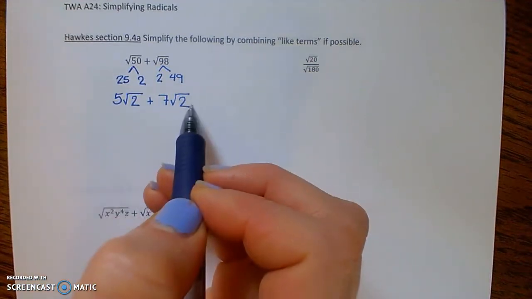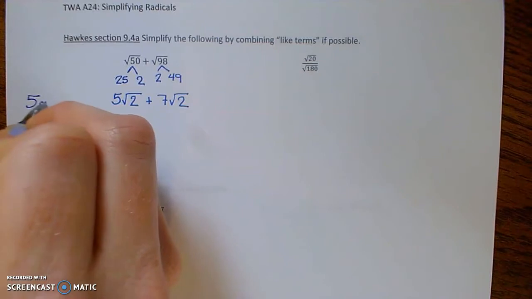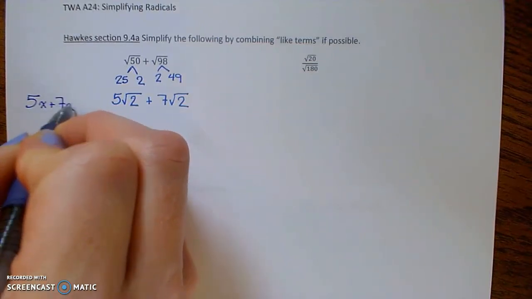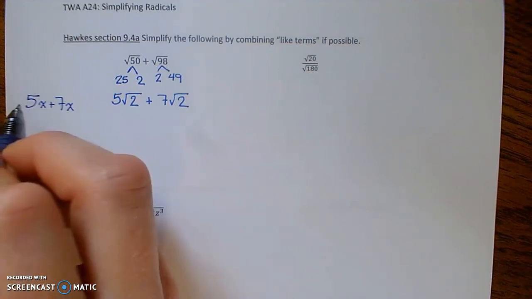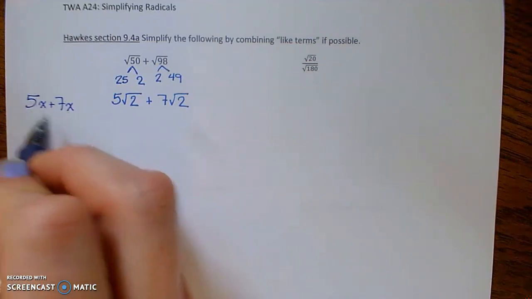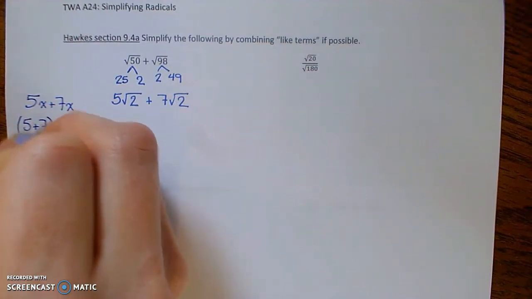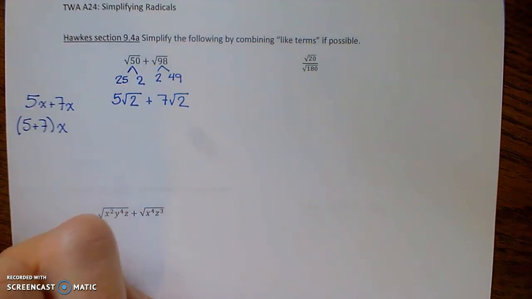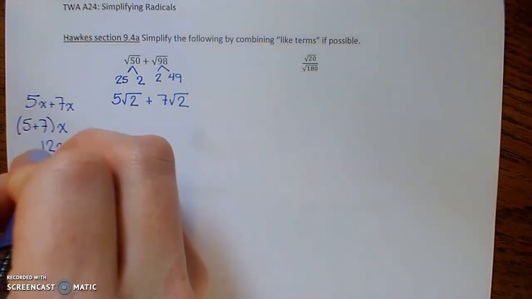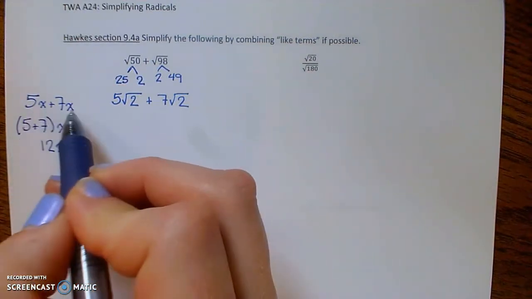You can add these together the same way you could with, say, 5x plus 7x. They're like terms. There's 5 x's plus 7 more x's. You can add them together by doing 5 plus 7 as the coefficient, 5 plus 7 groups of x. So this will be 12x. So again, you can add the like terms together by just adding the coefficients together.